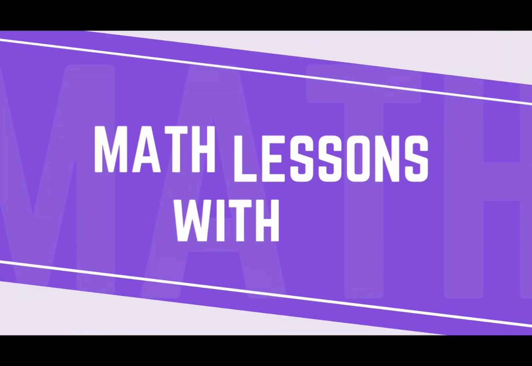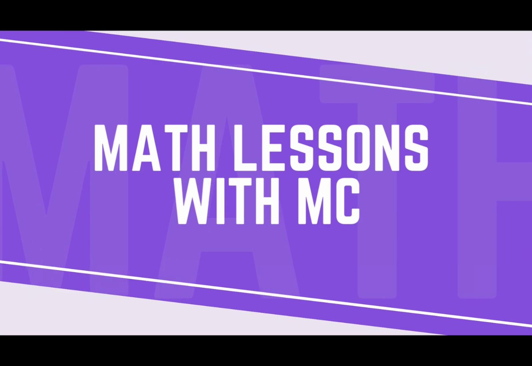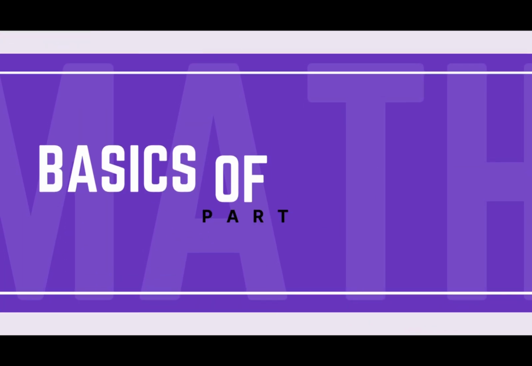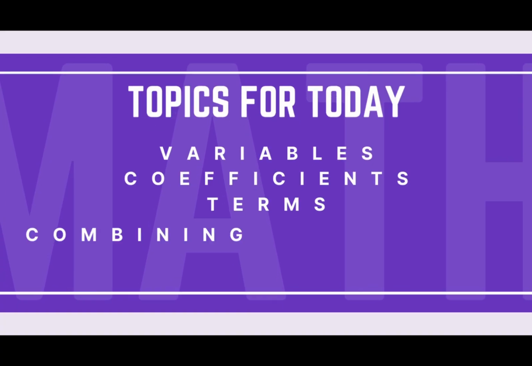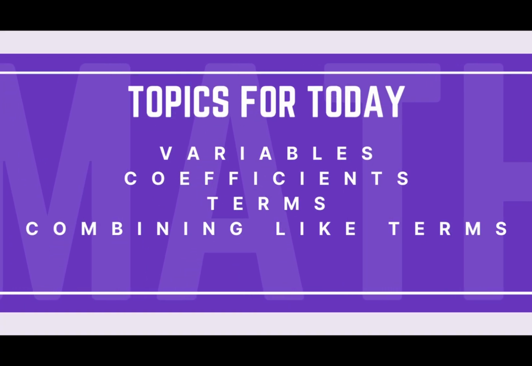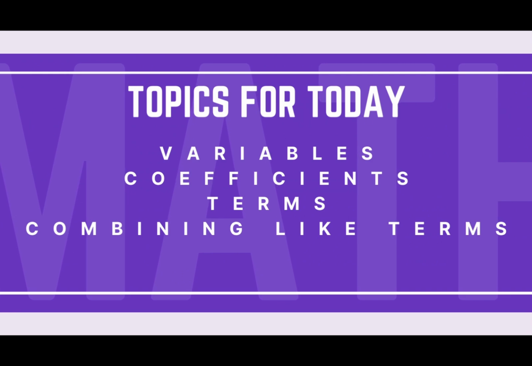Today we're going to talk about some more basics of algebra. This is Basics of Algebra Part 2, and we're going to talk about variables. We're going to do a little review on them. We're going to talk about coefficients, like and unlike terms, and lastly we're going to put them all back together and learn how to combine like terms.